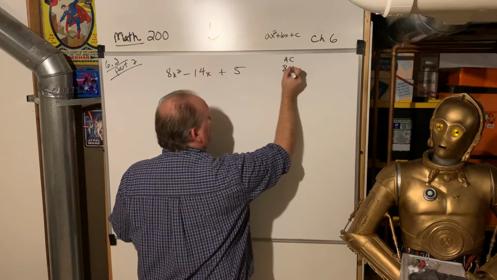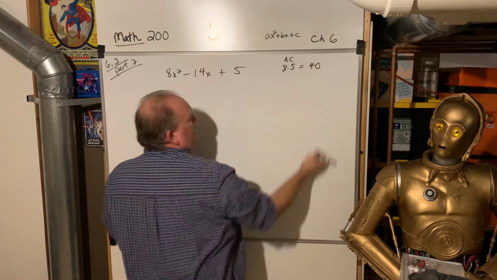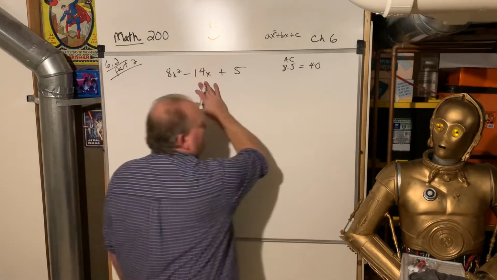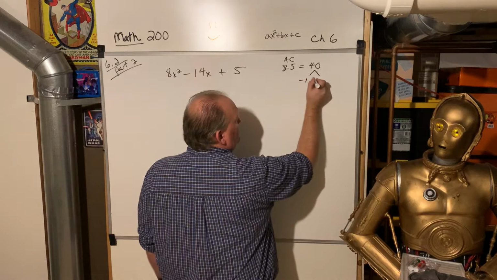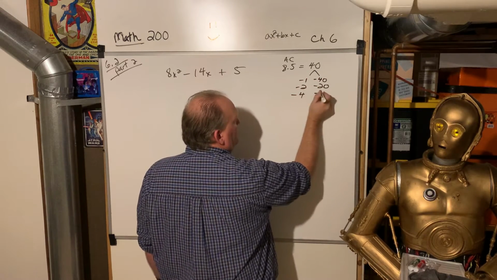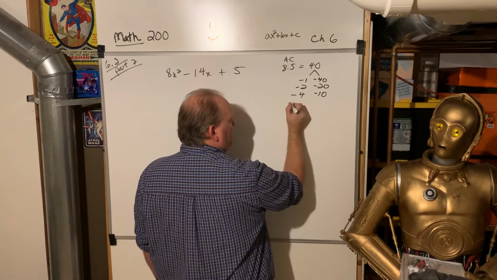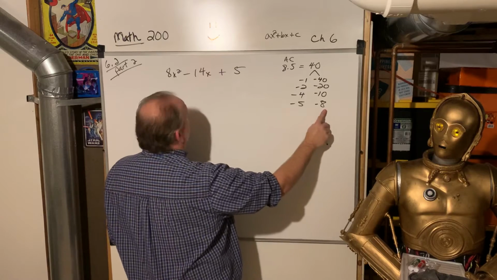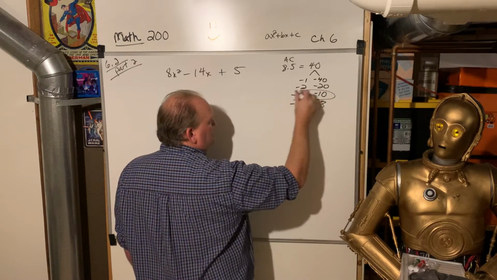That is 8 times 5, which is 40. And now we build our list of suspects off of positive 40. It's got to add up to negative 14. So negative 1, negative 40. Nope. Negative 2, negative 20. Nope. Negative 4, negative 10. Yep. I'm still going to do negative 5 and negative 8. We didn't really have to do that. That's negative 13. That's negative 14.